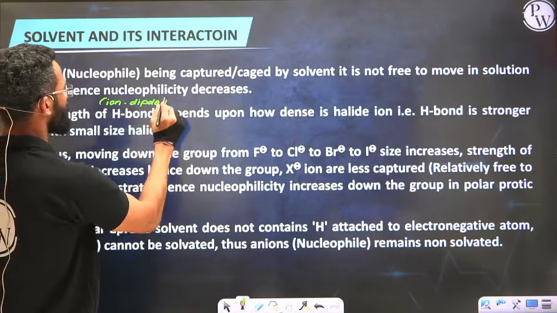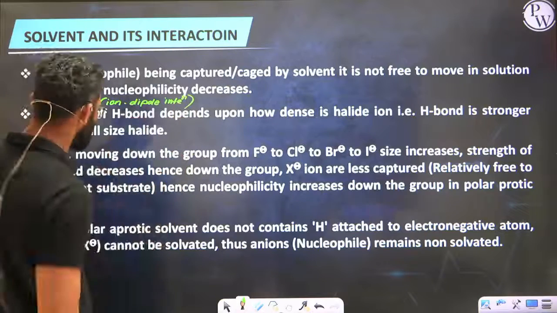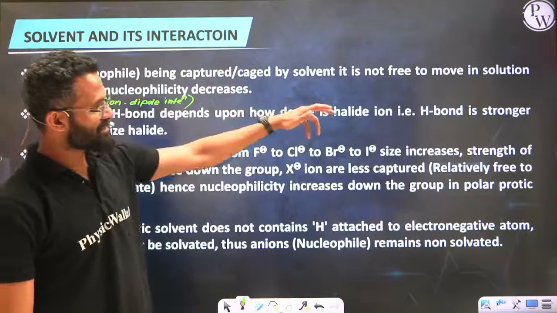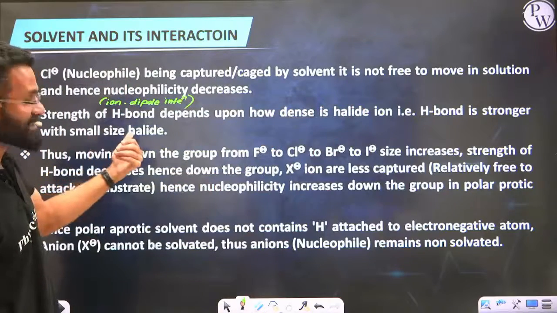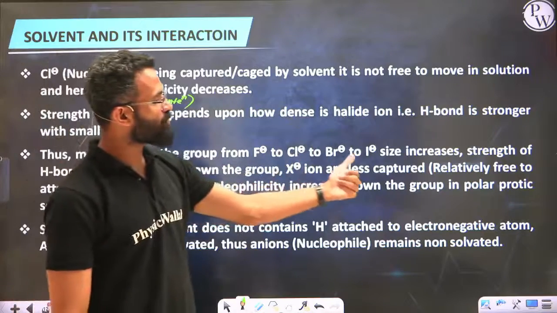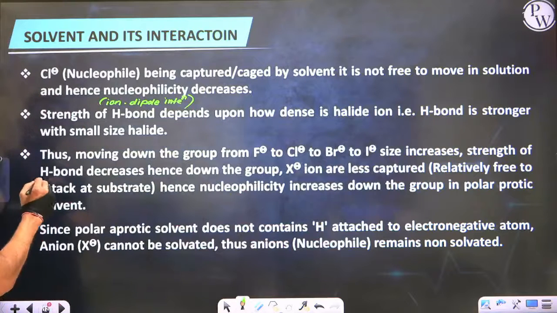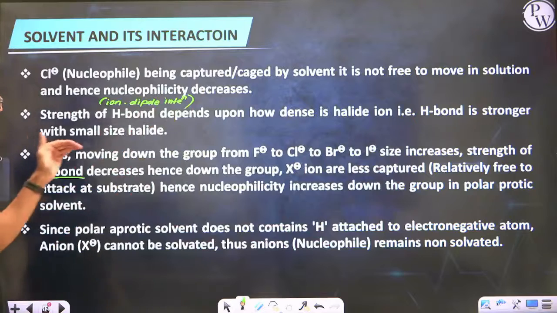Ion dipole interaction. The strength of ion dipole interaction depends upon how dense the halide is. That is, the hydrogen bond is stronger when the small size halide exists. So moving down the group from F to Cl to Br to I, size increases. The strength of the hydrogen bond, and whenever you see hydrogen bond, I want you to think of ion dipole interaction, decreases.